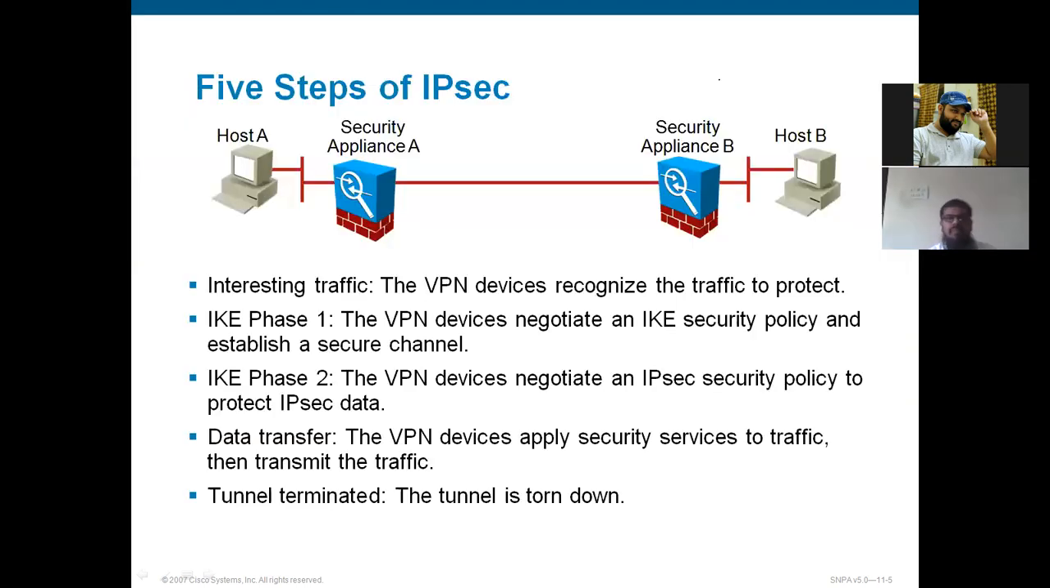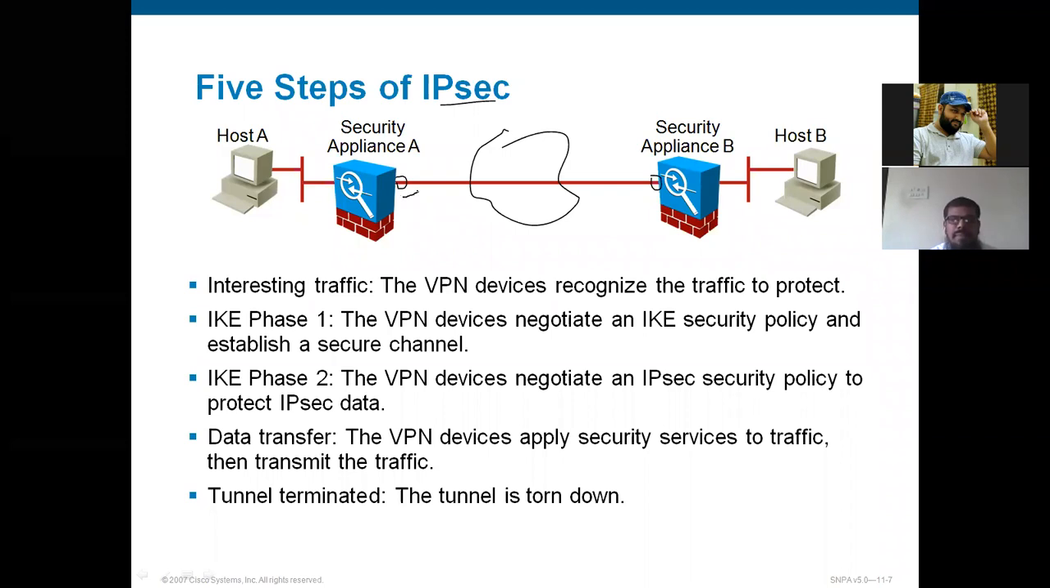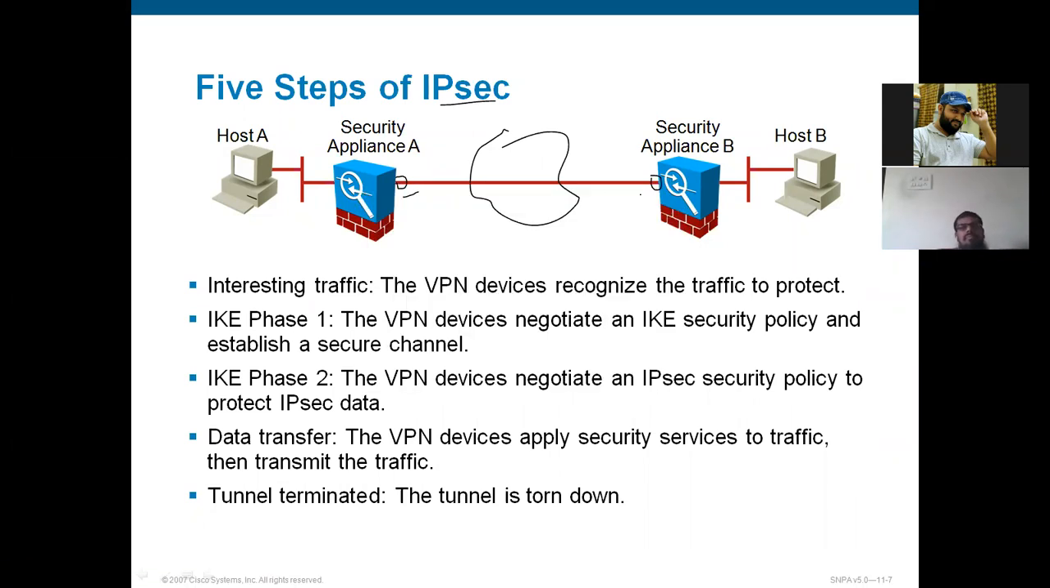So what is the content in the IPsec protocol? You can see this, the 5 steps of IPsec. Let's say this is the internet. Host A is behind one router, host B is behind the other, on this interface of your router firewall and on this interface there will be a public IP address. Please don't ask me what a public IP address is. You already know that your ISP will give you a public IP address.